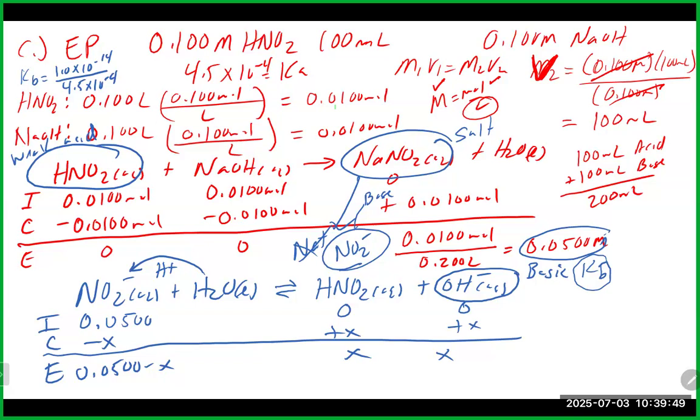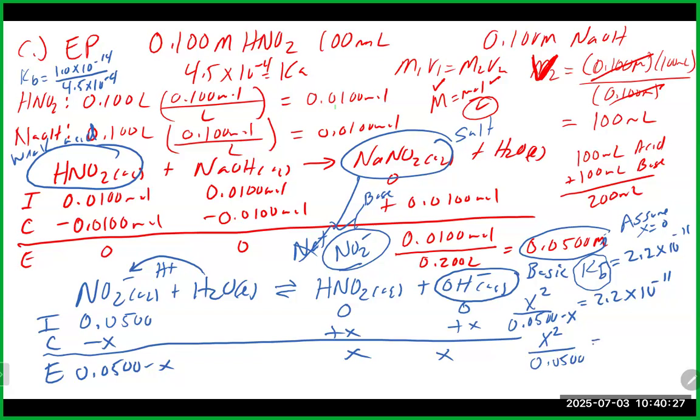A reminder that when you do see hydroxide on the right-hand side, Kb is what you should be using, H plus, H3O plus on the right-hand side, Ka. That's going to give us a Kb of about, we'll call it 2.2 times 10 to the minus 11 in this case. So putting in our values into our Kb will give us x squared divided by 0.05 minus x equals 2.2 times 10 to the minus 11. Here we can assume x is approximately 0. That's going to give us x squared divided by 0.05 equals 2.2 times 10 to the minus 11.